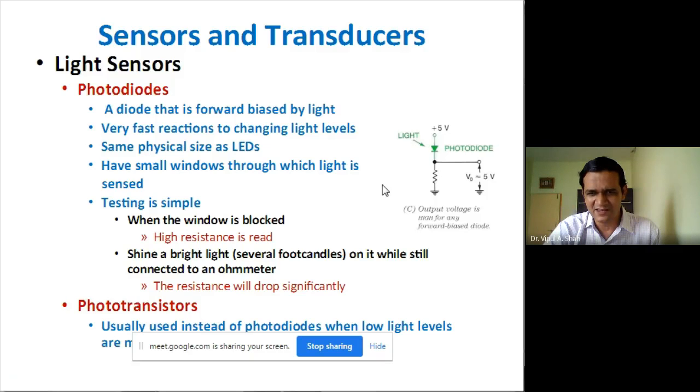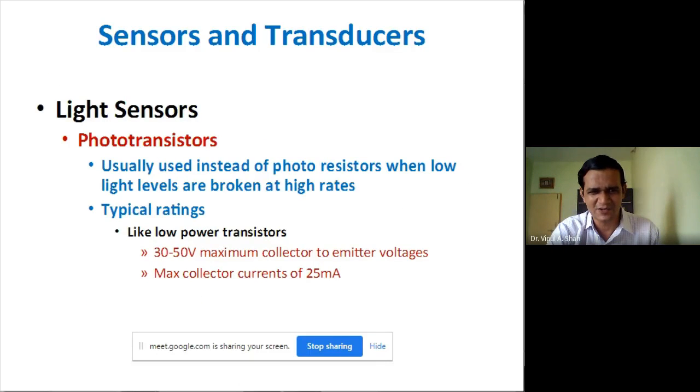So there is only one limitation of this. It is usually used to utilize the low levels of light. Phototransistors are also there, which can work within the range of 30 to 50 volts maximum collector to emitter voltage, and the maximum collector current is 25 milliampere. So phototransistors, you can utilize as light sensors.